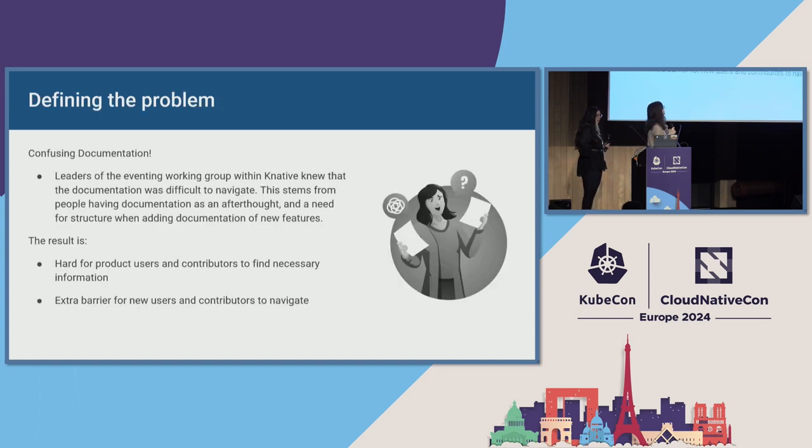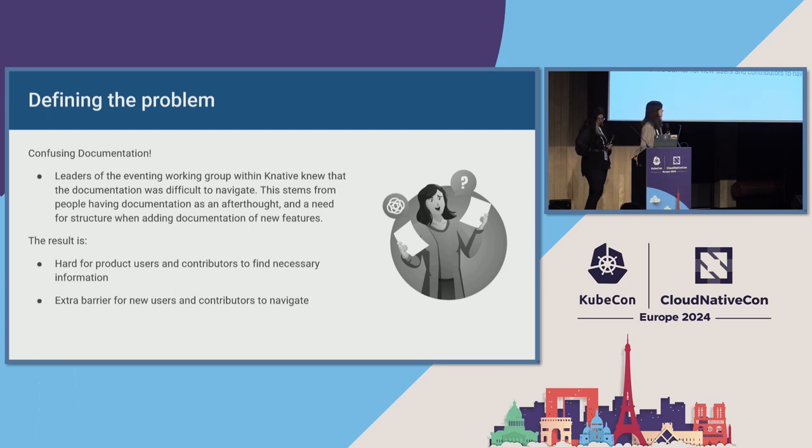So going back to our original issue of confusing documentation, how did we even get here? As you might already know, you might develop a feature within the open source project and not know where to put it. So this is a common issue that also happens in Knative, where people maybe categorize things in a way where most people wouldn't think to find them.